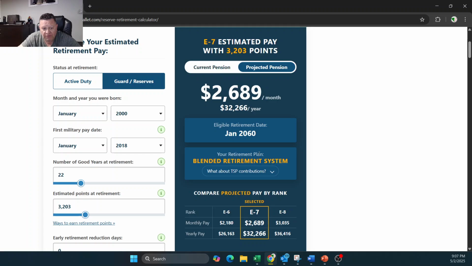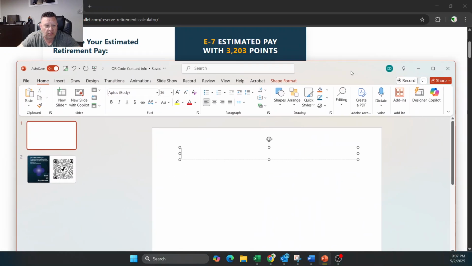But if this date was like tomorrow, you would use this one. The current pension is for somebody that is retiring very soon or turning 60 very soon. The projected you would want to use if you're pretty far out. Okay, pretty simple calculator. Let me break down what the actual formula is, and explain that a little bit.